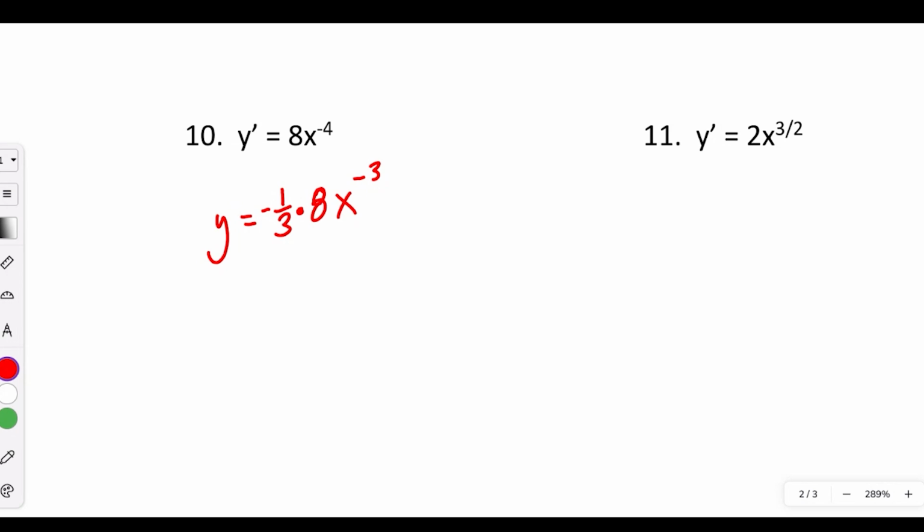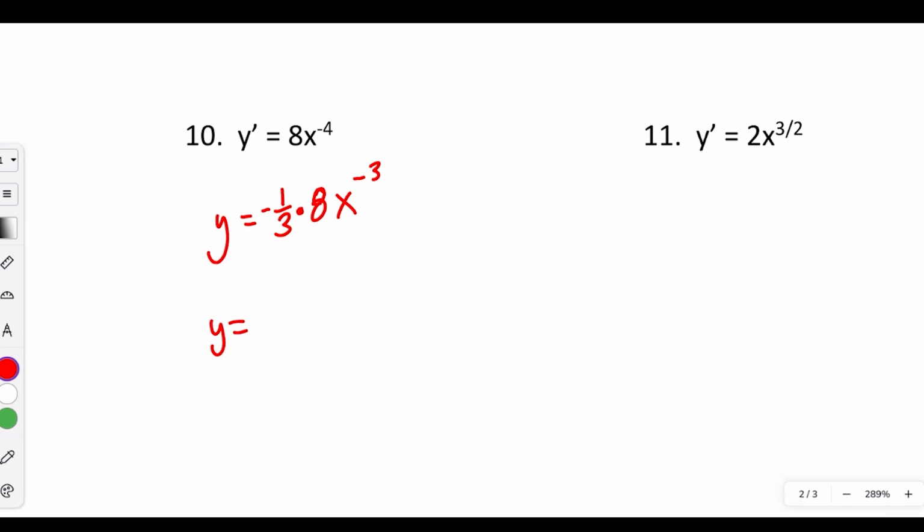Okay. That way, if I were to take the derivative of this and bring that negative 3 down here, multiply this by negative 3, negative 3 times negative 1/3 reduces to 1. And then you're just left with the 8. So the trick here with the anti-power rule is to take whatever your new exponent is of the original function, not the y prime, but the y, after you increment by 1, and multiply the entire function by the reciprocal of that new exponent.